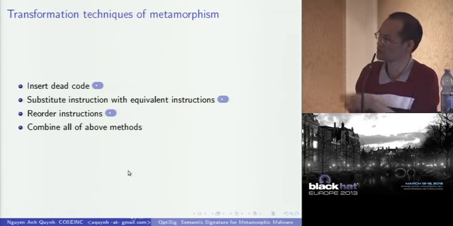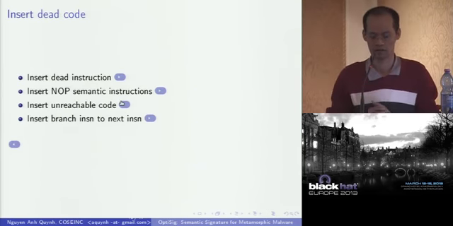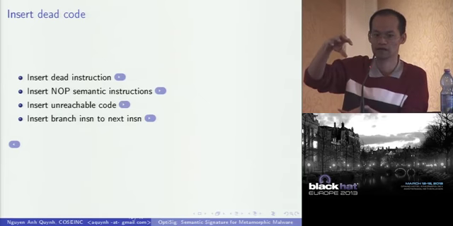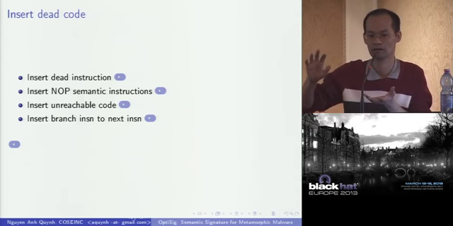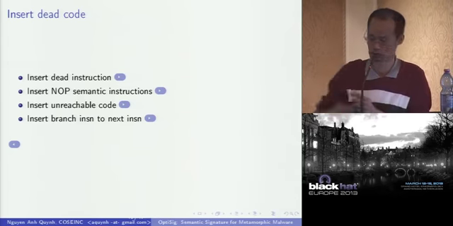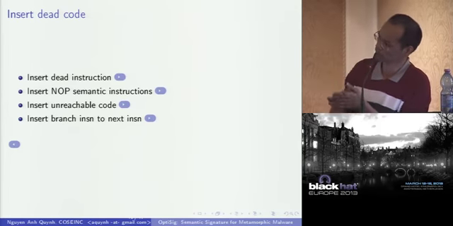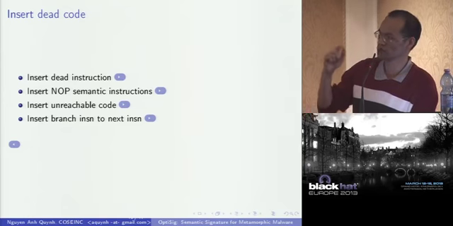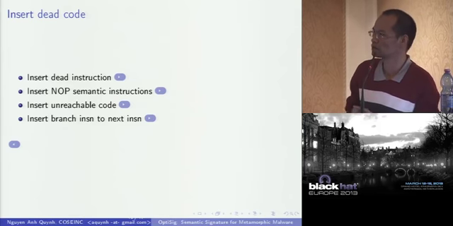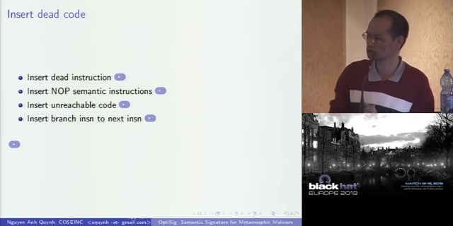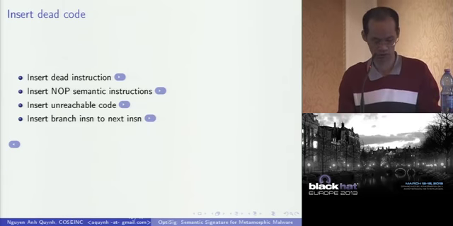First one, what is insert dead code? Dead code means that when you have code and it has that code inside, if you remove it, nothing changes. There's no impact. That code doesn't make any impact on your code. In the insert dead code method, there are 4 small methods. First, insert dead instruction. Second, insert no-operation semantic instruction. The third one, insert unreachable code. And the last one, insert branch instruction to the next instruction. Now we go into each method.